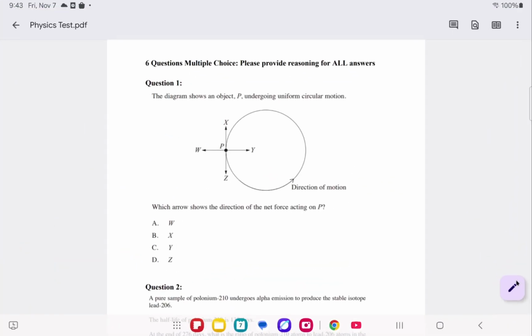Hello, today we are going to solve a set of questions. Let me start from question number 1. Let's go through the question itself.